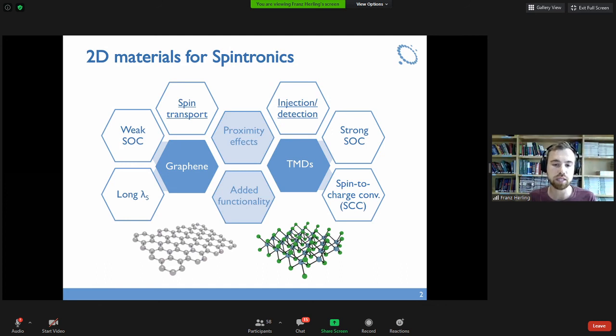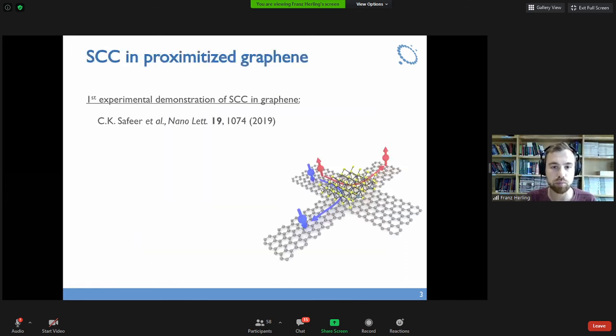One of these added functionalities could be, for example, spin-to-charge conversion in graphene, where our group last year published the first experimental observation in a MoS2 graphene heterostructure, where we could show directly spin-to-charge conversion in graphene due to the induced spin-orbit coupling by the TMD on top.